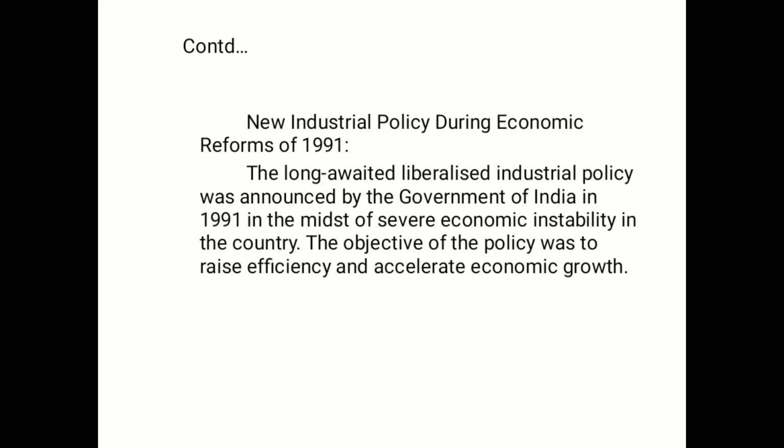New industrial policy during economic reforms of 1991. The long awaited liberalized industrial policy was announced by the Government of India in 1991 in the midst of severe economic instability in the country. The objective of the policy was to raise efficiency and accelerate economic growth.